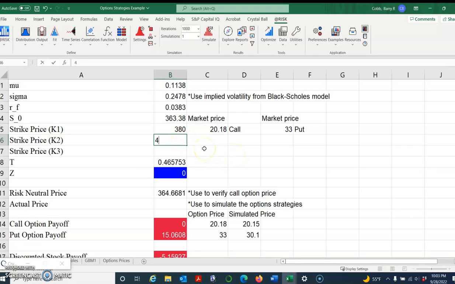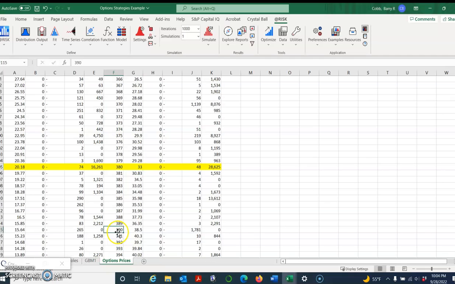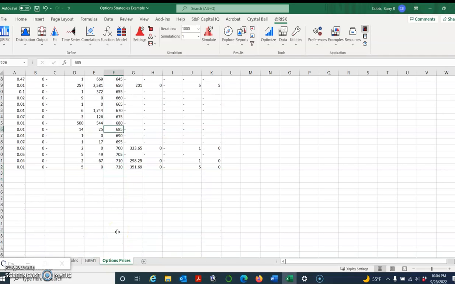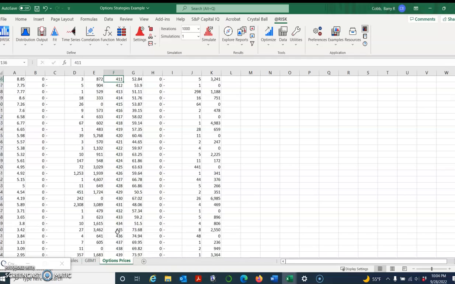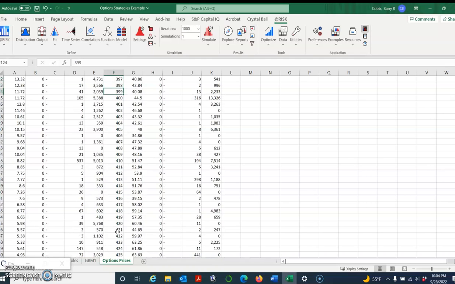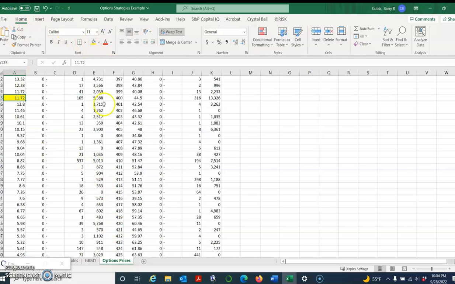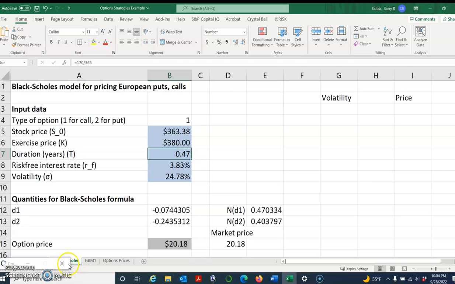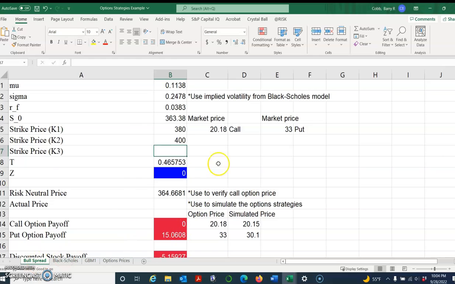And so we're going to look at another option. Let's suppose we look at the one that has a strike price at 400. If we go over to the options prices and go down, we'll see that the market price of the call option that has a strike of 400 is 11.72. So we're going to note that over here, that the market price is 11.72.